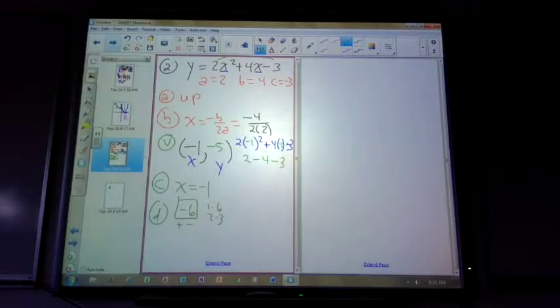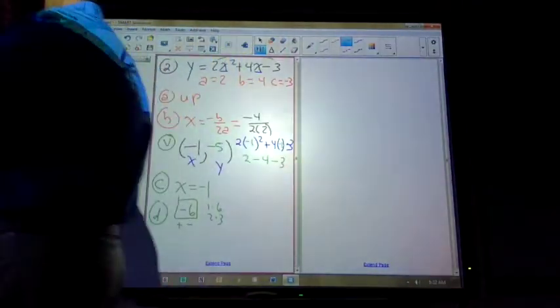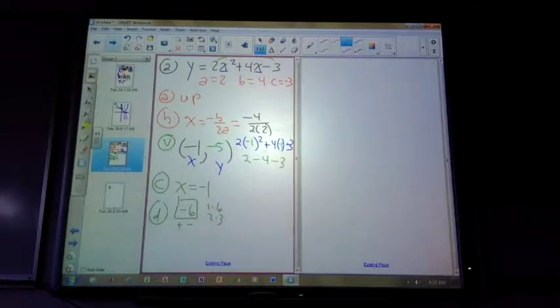Make sense? Okay. All right, we know the vertex. We know the axis of symmetry. We know it crosses the x-axis twice. We're not quite sure where, but we know it does.